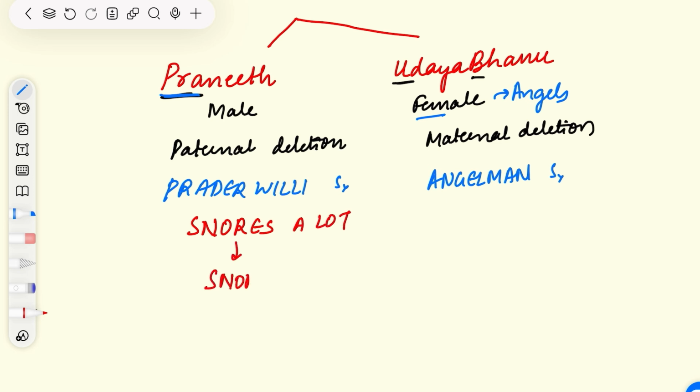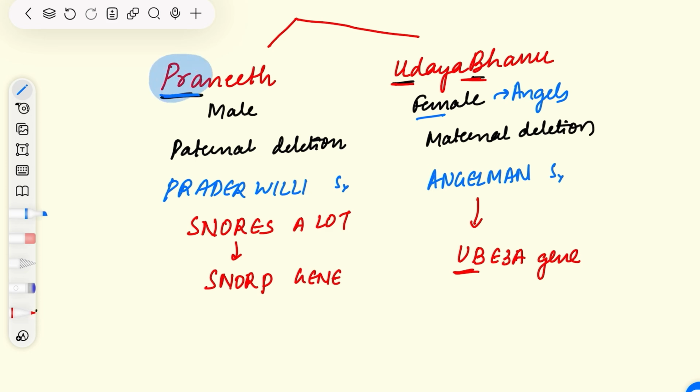And Praneeth, male, basically males snore a lot, so SNORP gene. And Udaya Bhanu, so U and B, basically UBE3A gene. And this is how I remembered it. So once again, Pra for Prader-Willi, Praneeth male snores a lot, UB Udaya Bhanu, so UBE3A gene.